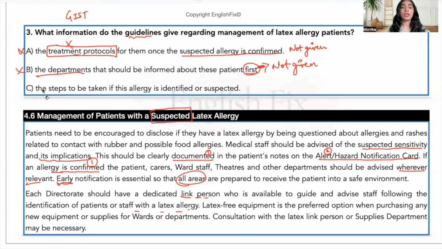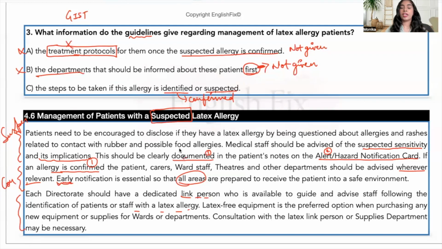Okay. Now, according to this, the entire paragraph gives information about the steps that should be taken if this allergy is identified or suspected. Identified means it is confirmed. If it is suspected, it means that we have not yet confirmed this. Yes, I have information about the suspected case here. I have information about confirmed here and here. The steps that you need to take.